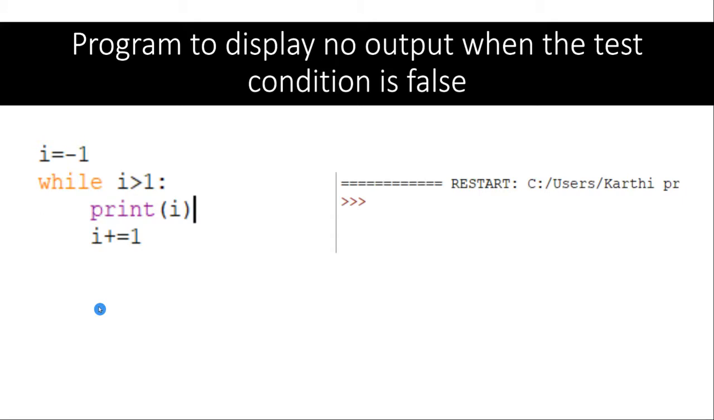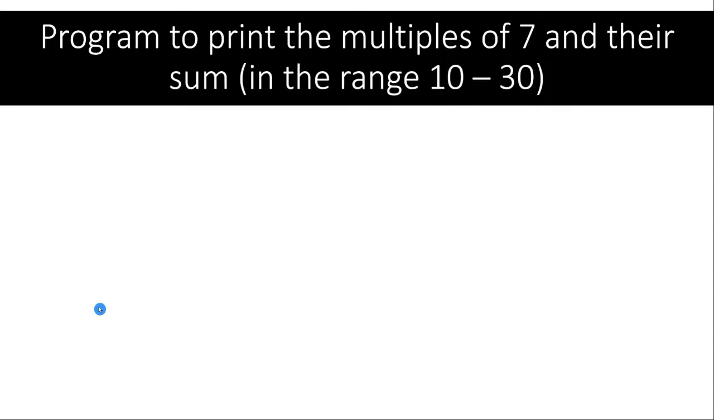Now let us have another example for while statement. It is program to print the multiples of 7 and their sum in the range between 10 to 30.